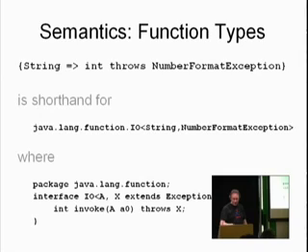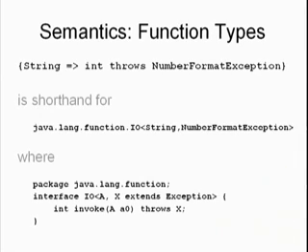So what is the meaning of a function type? This particular one, the function from string to int that throws NumberFormatException, is a shorthand for a particular interface type. So function types are interface types. They're not a separate extension to the type system. If you understand interfaces and generics and perhaps a little bit about wildcards, then you already understand how function types work. This is shorthand for java.lang.function.IO of String, NumberFormatException.